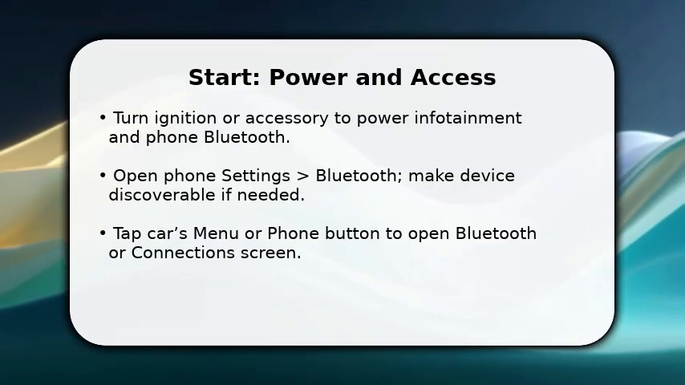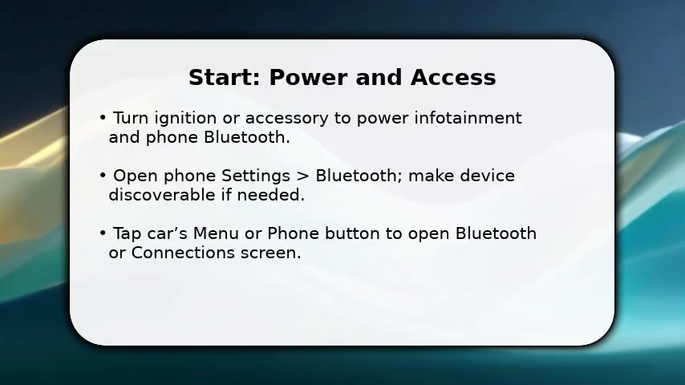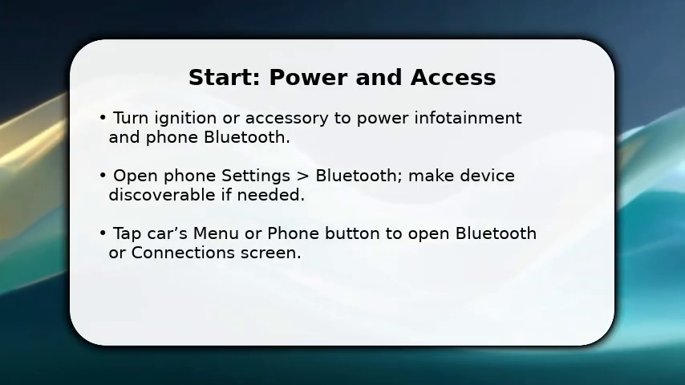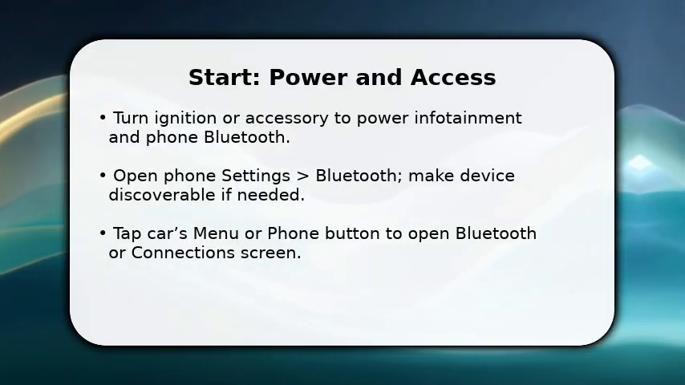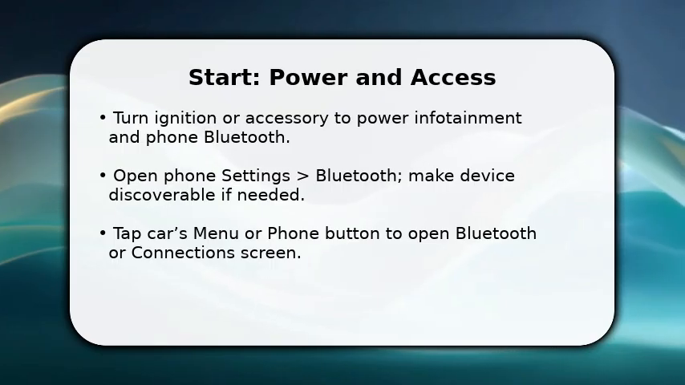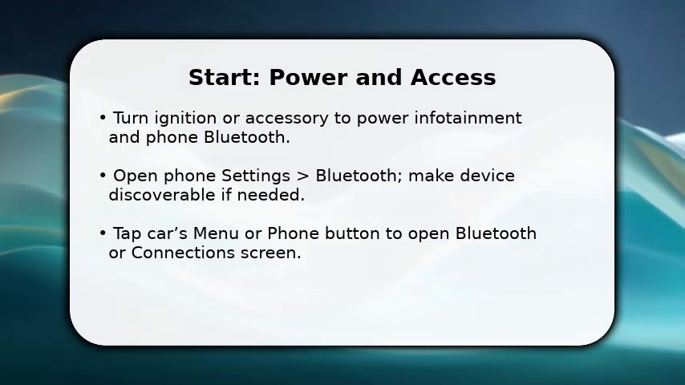You're ready to find the Bluetooth name. First, power the car's infotainment and your phone. Once done, enable Bluetooth on the phone and make it discoverable for a short window. Then press the car's menu, phone, or settings button to open the connections list.